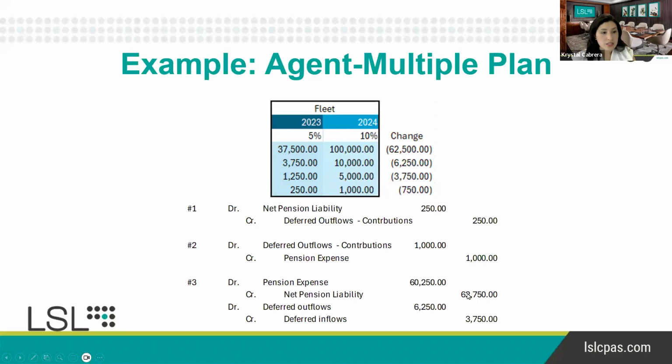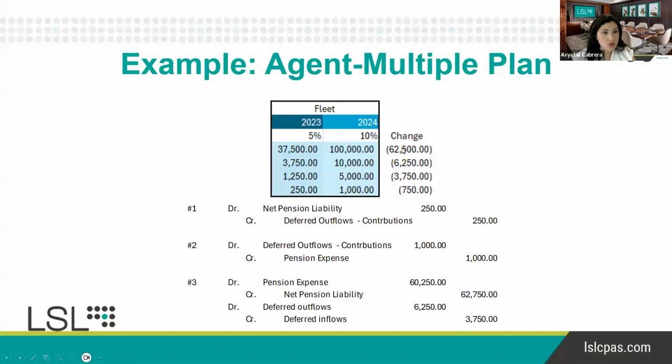Now this part is where it gets a little trickier. Typically, we know these are the deferred outflows here, 6,250. These are the deferred outflows that are on our agent multiple plan report. So this is the change from the prior year outflows to the current year outflows in the fleet fund. So we know that we need to increase this number by 6,250. And so that's why we're debiting that here. For the deferred inflows, we are increasing those deferred inflows by 3,750, which is a credit balance because your inflows are actually a credit balance. So that's what we're doing here.